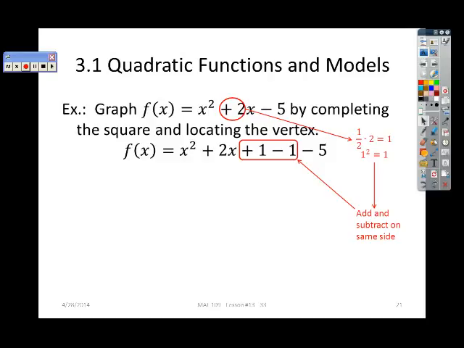So I'm going to put that in. I still have the x squared, I still have the 2x, I still have the minus 5. What I've done is inserted a plus 1 and a minus 1. That adds up to 0, right? So I've essentially added nothing. But what it does for me is that these first 3 terms are now a perfect square trinomial. And if you remember, a perfect square trinomial is a trinomial or quadratic that factors into a binomial squared.